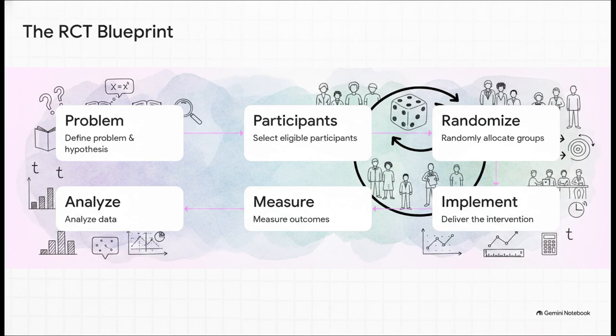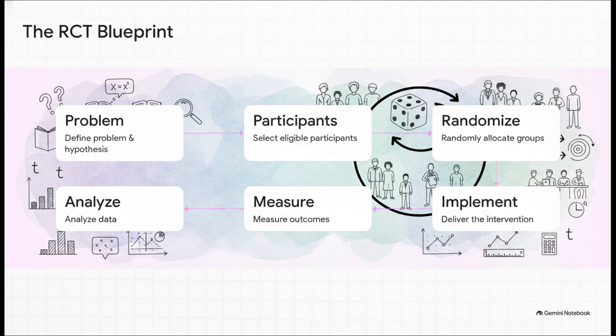As Creswell and Creswell note, you have to be precise. What is the effect of cooperative learning on math achievement for grade IX students? Step 2. Carefully select eligible participants based on strict inclusion and exclusion criteria, and make sure your sample's large enough to actually detect a meaningful difference. Step 3. Randomly allocate those participants into your experimental and control groups. Step 4. Implement the intervention consistently, following a remarkably strict protocol to guarantee standardization.